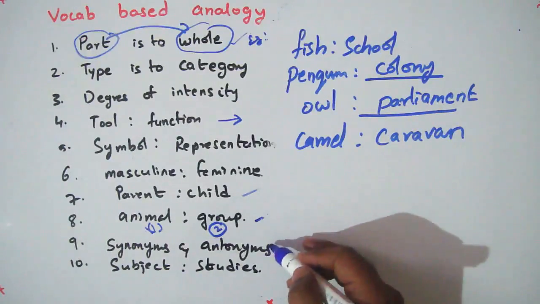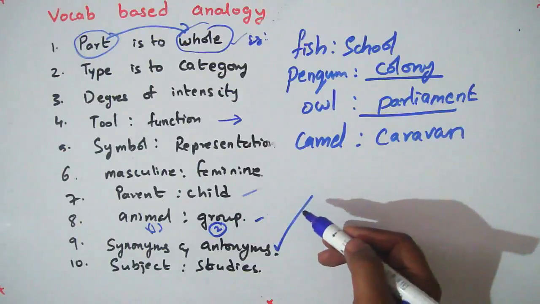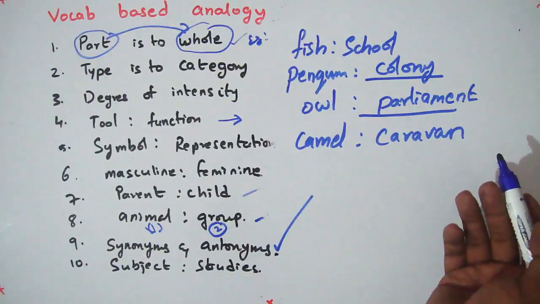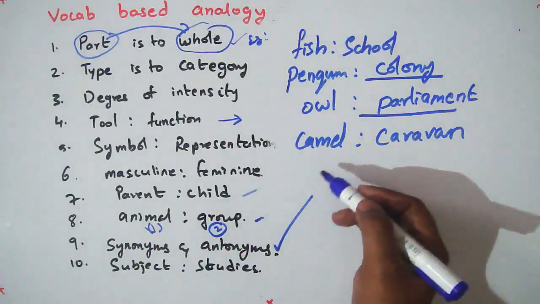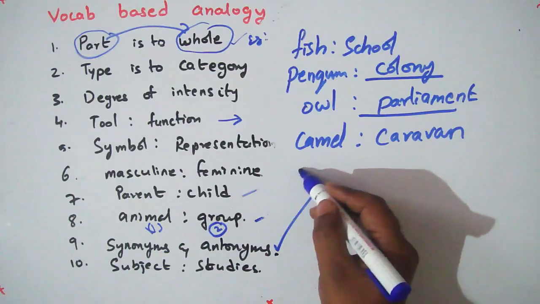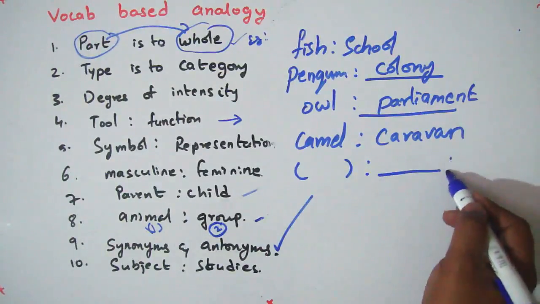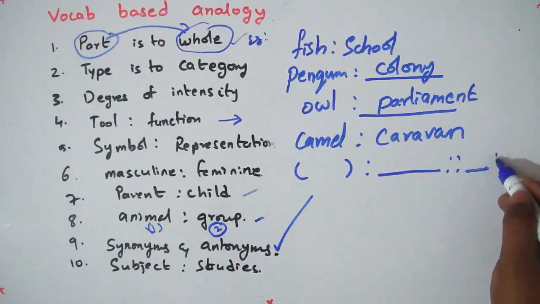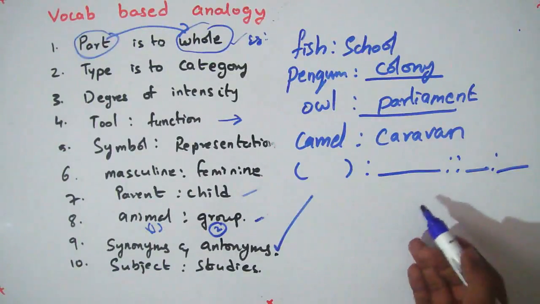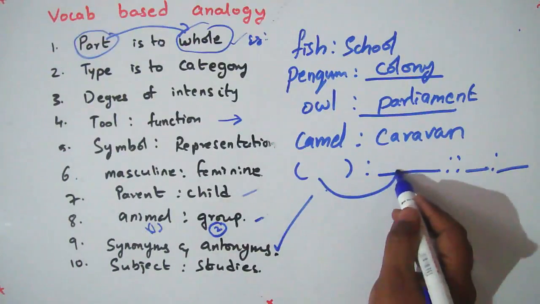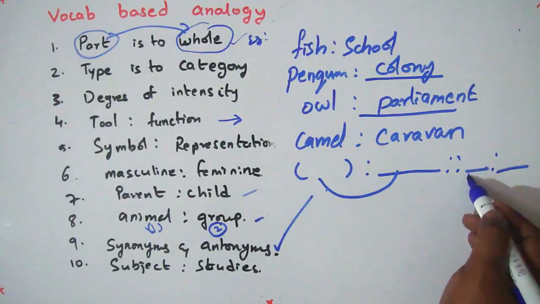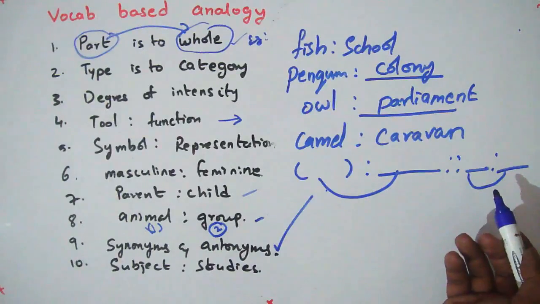Okay, and another kind of analogy that you will get is synonyms and antonyms. Synonyms, if you take, friends, a name is given and for that the meaning is given. In the same way, a name is given, for that you have to write the meaning. In the same way, if this relation is opposite, then this relation becomes opposite, friends.